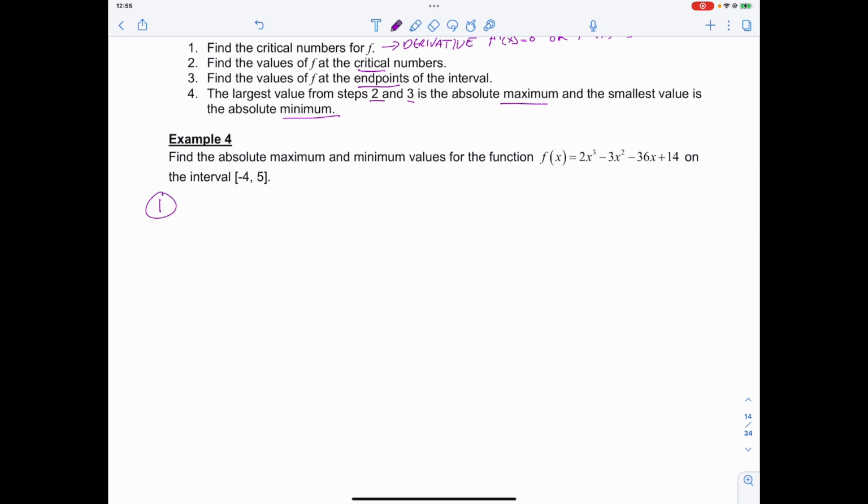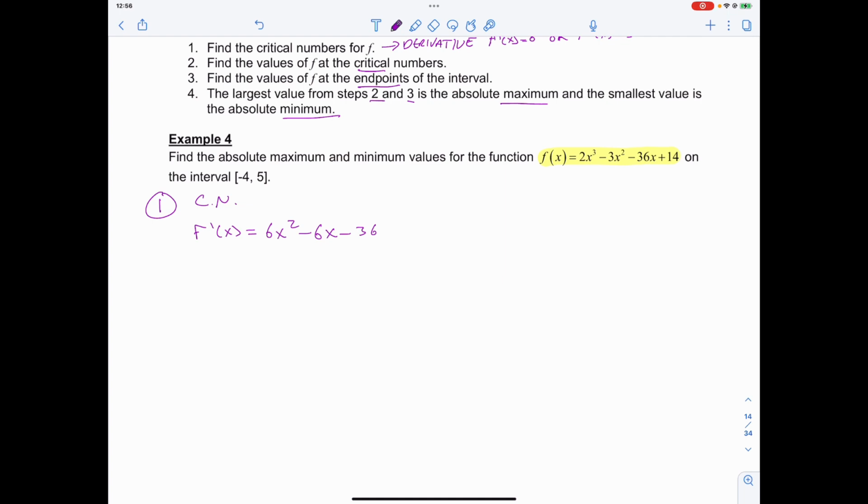Step 1. We need to find what those critical numbers are. So if f of x is equal to 2x cubed minus 3x squared minus 36x plus 14, then that means that f prime of x is equal to 6x squared minus 6x minus 36.